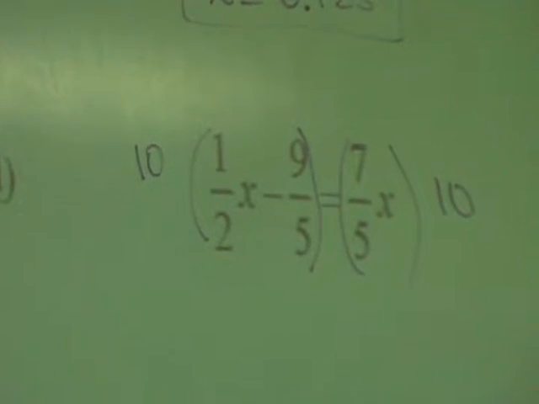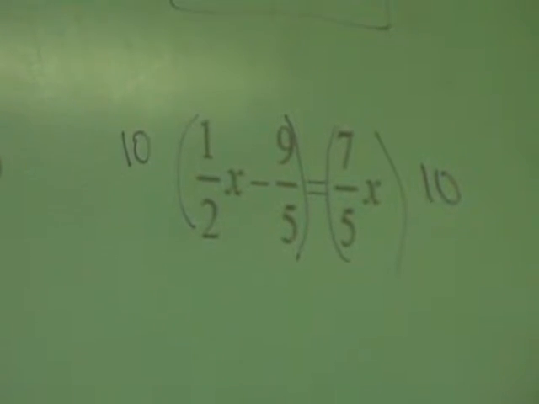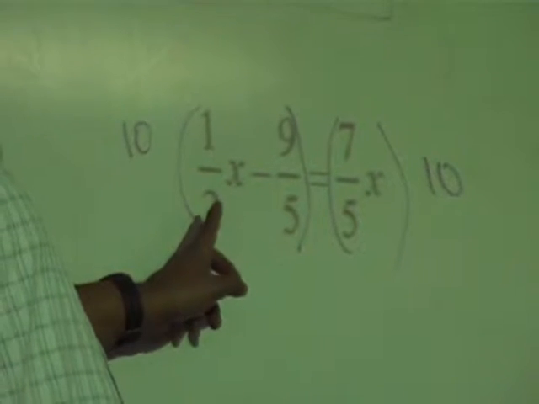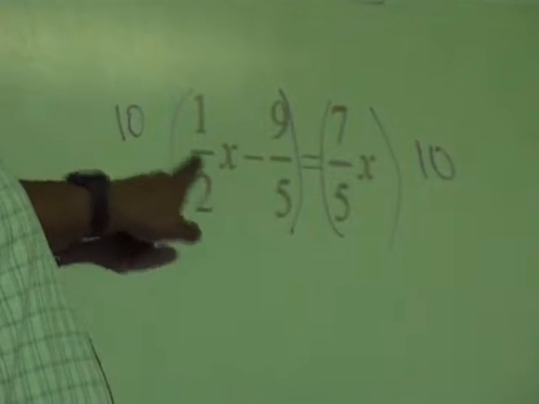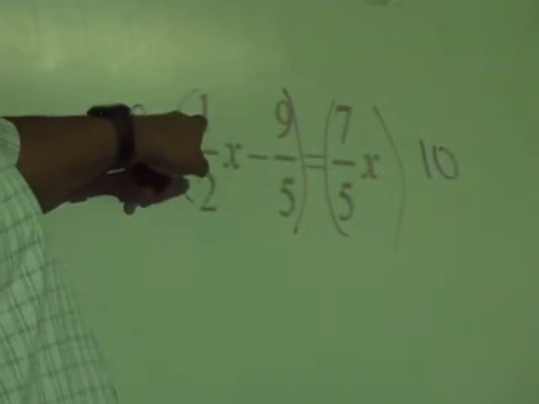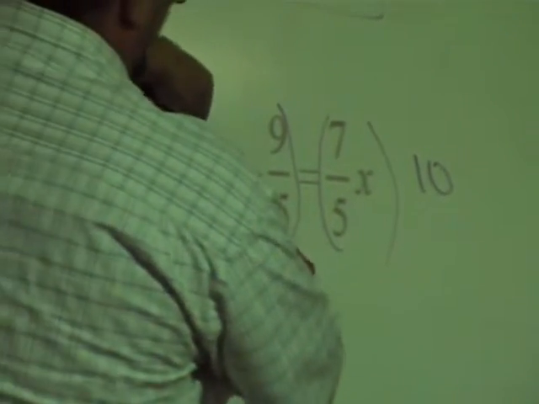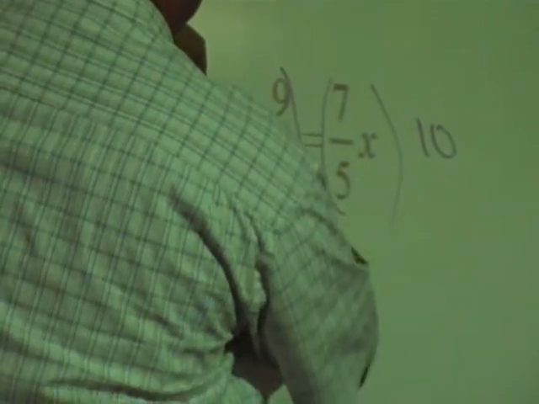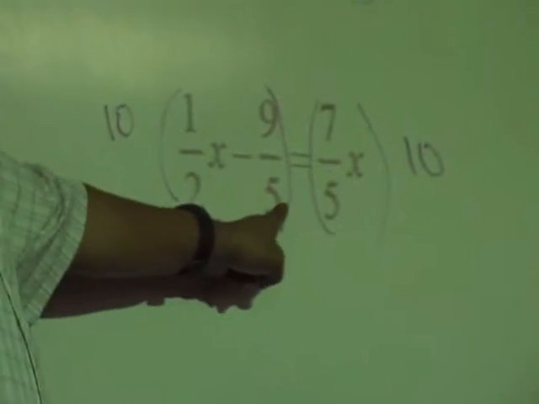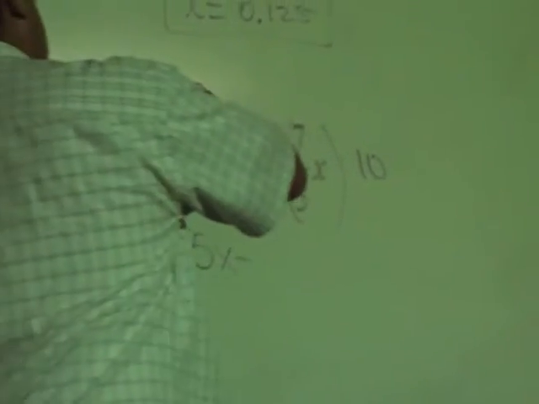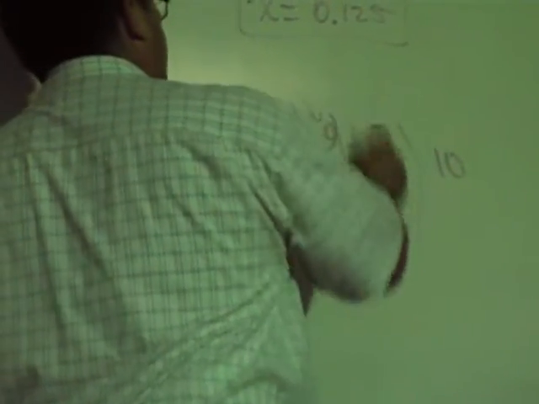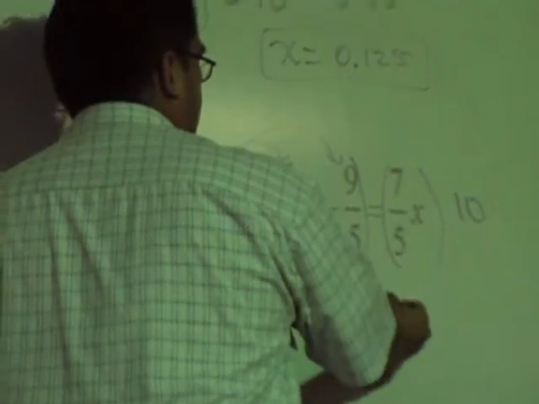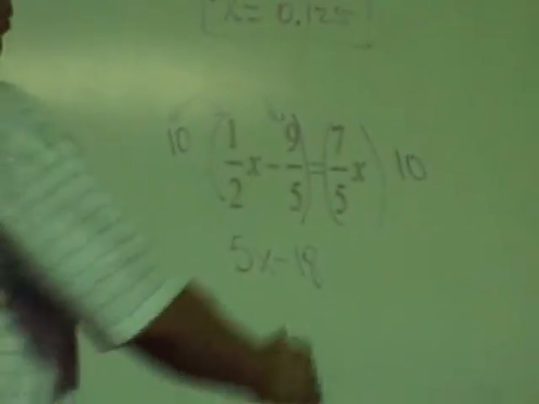Okay. You remember how we talked about this shortcut in class? 2 goes into 10 5 times 1, 5x. So this would give me 5x. Minus, 5 goes into 10 2, and then 2 times 9, negative 18. Very nice.